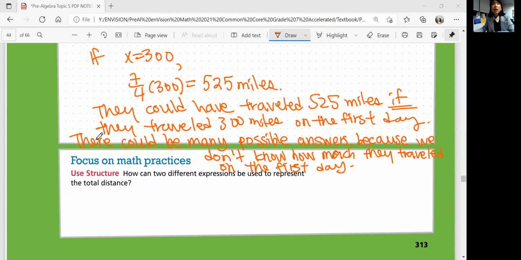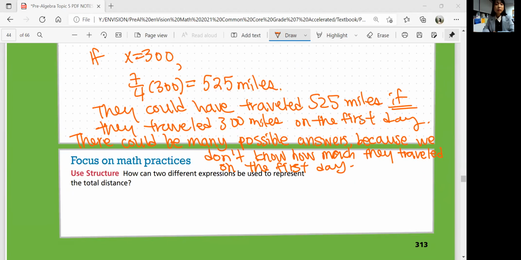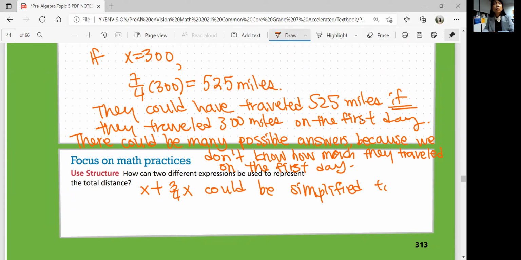Focus on math practices. How can two different expressions be used to represent the total distance? We have one expression here, right? We can say x plus 3/4 x could be one. And we can say we have to explain. So x plus 3/4 x could be simplified to 7/4 x. Okay.